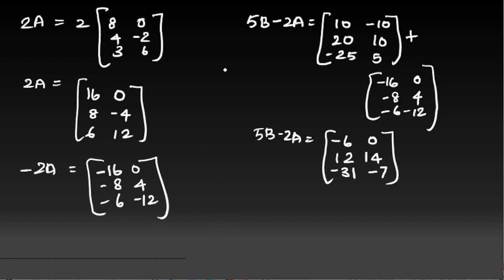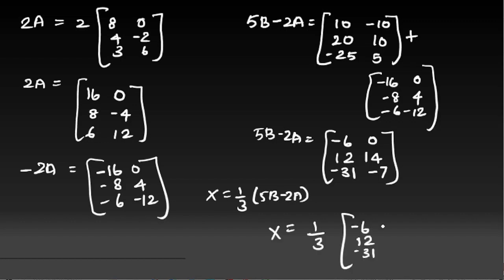Now you know that X = 1/3 (5B - 2A), and you know 5B - 2A. So substituting, X = 1/3 into the matrix minus 6, 12, minus 31, 0, 14, minus 7. So now what you have to do?